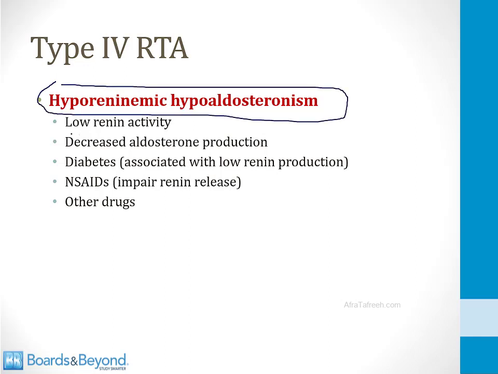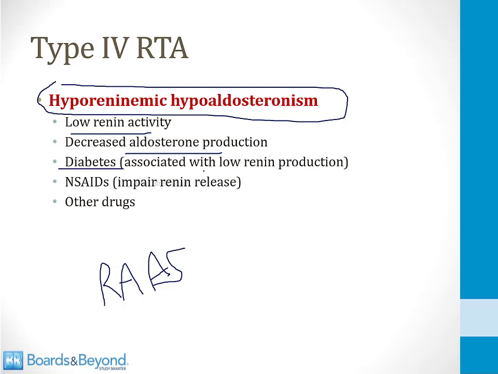This means that there is low renin activity and that secondarily causes decreased aldosterone production. Remember that renin and aldosterone are part of the RAS, the renin-angiotensin-aldosterone system. So if renin activity declines, aldosterone production is going to decline. Some of the common reasons this happens are, first of all, diabetes. Super high yield to know this.